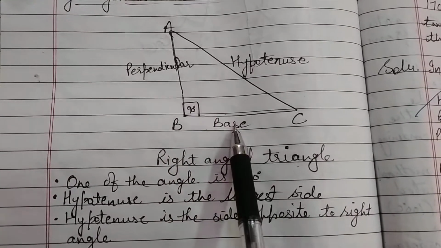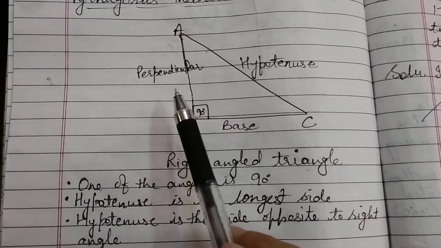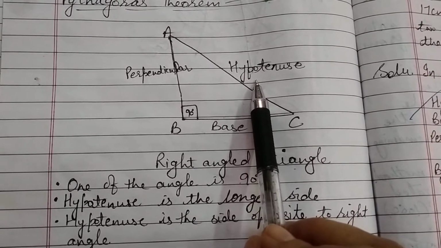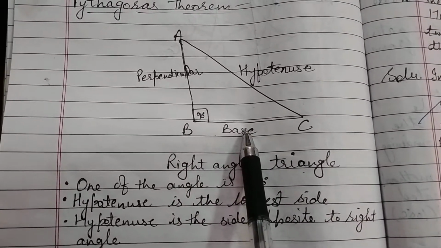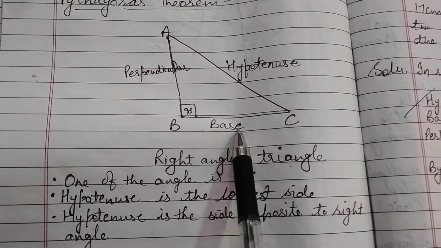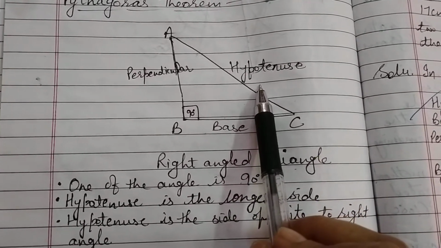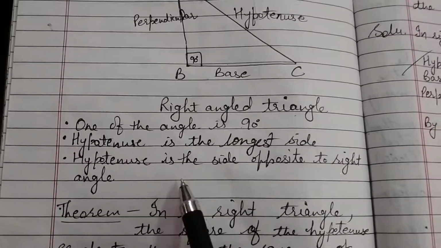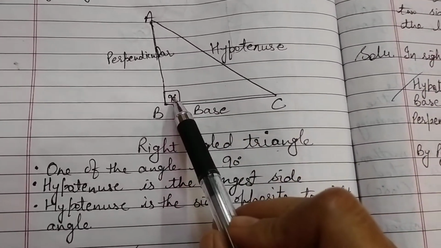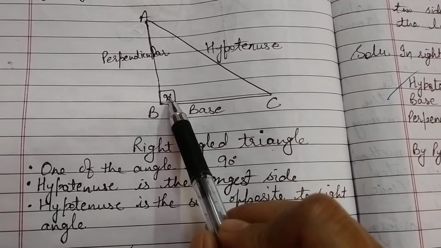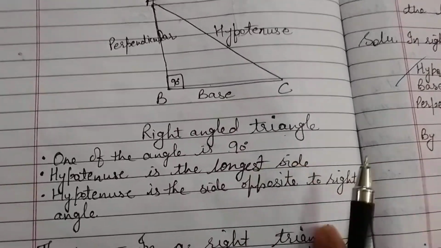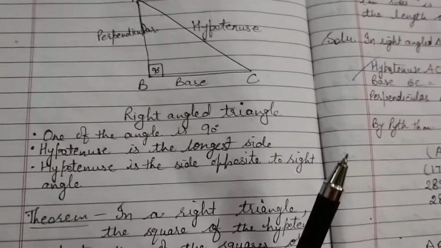Okay, we know that in a triangle three sides are there, and from these three sides hypotenuse is the longest side. Base and perpendicular can be equal, or one can be greater in length, but hypotenuse is the greatest side, and hypotenuse is the opposite side of the right angle. Okay, if the right angle is here, this angle is 90 degree, then this opposite side is hypotenuse. Clear?